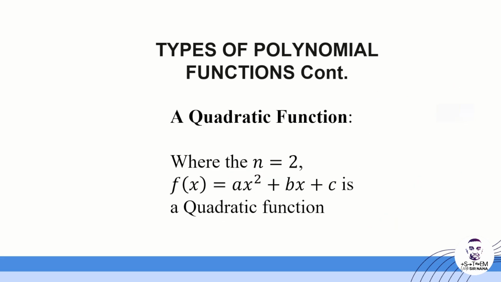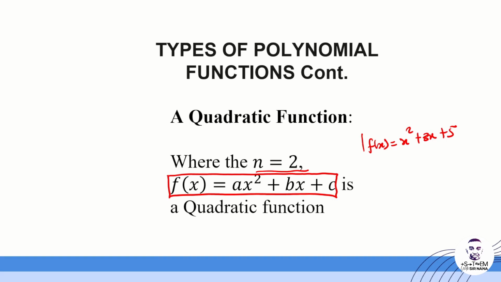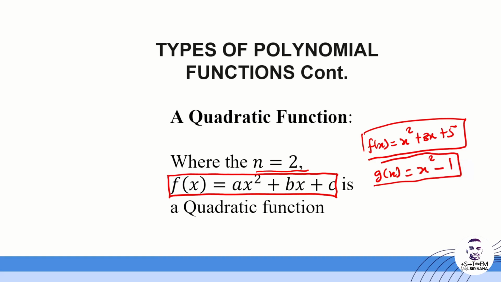And then we could also have a quadratic function, which we already know. Once we have the function having the power n equal to 2, then f of x becomes equal to ax squared plus bx plus c. So for instance, we can have f of x equal to x squared plus 3x plus 5, which is a quadratic function, right? Or g of x is equal to x squared minus 1, right? This is also a quadratic function. So far as the highest power of the x is 2, then it means that we have a quadratic function.